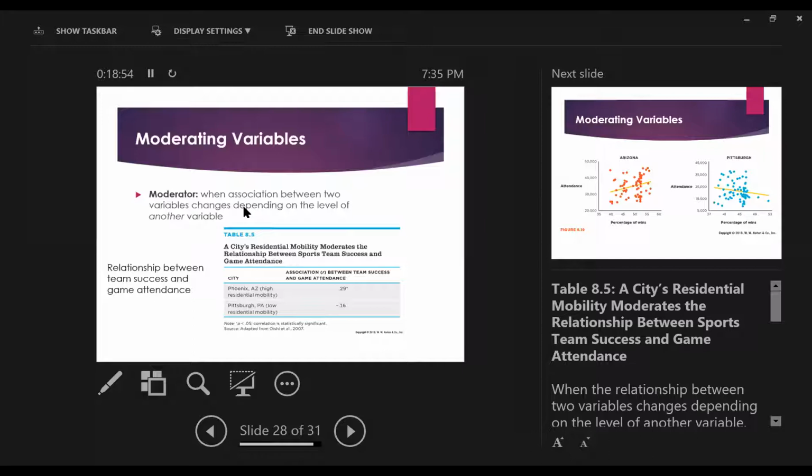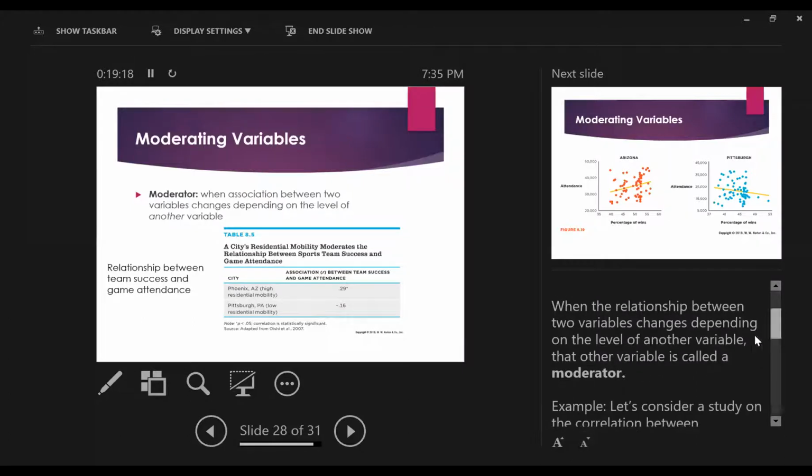okay? This is specifically for, I think it's a baseball team, if I remember correctly. And then we see, do they perform better when there's a lot of people in attendance for the sporting event? Again, this is pre-COVID, right? This study was done in 2007. Who knows what things would look like now. So the relationship between the two variables changes depending on the level of another, which is that moderator.